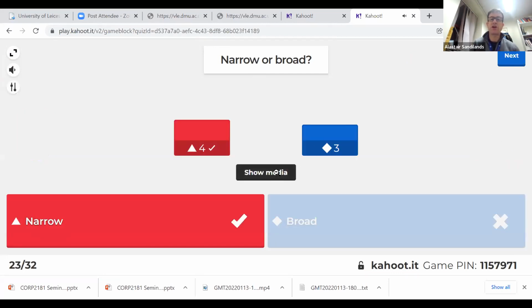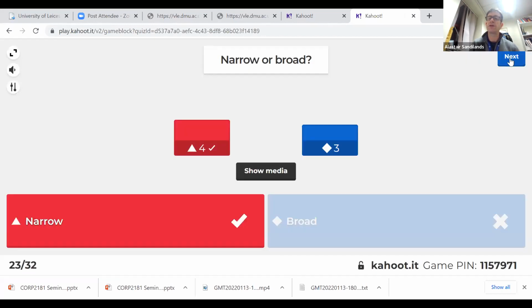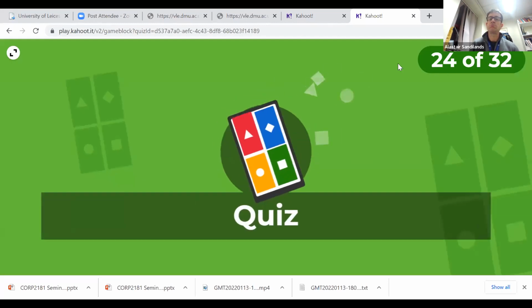Yes, this is narrow. We're looking at the QRS. It's a narrow QRS here. Narrow. Okay. It is negative in V1, but that doesn't mean to say it's a broad QRS. It's got to be over 3 large squares to be broad.